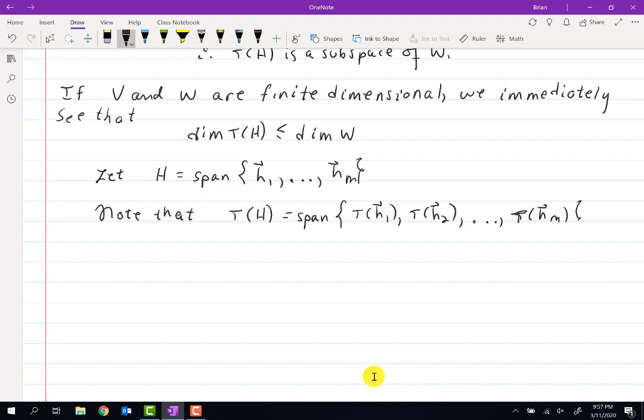Now, it's possible that one or more of these vectors is going to be 0. It's possible that that can happen. Well, we know that T maps 0 to 0. There could be items in the null space of this thing that are more than just the 0 vector. So some of these could be 0. So what I'm getting at is that the dimension of T of H is less than or equal to M, because one or more of these things could be 0.